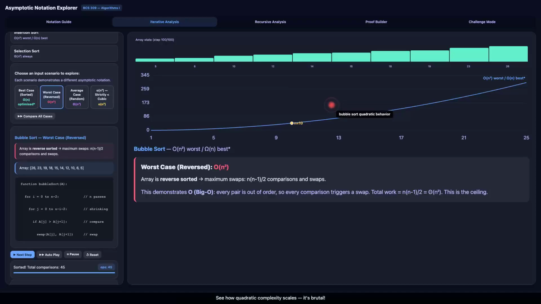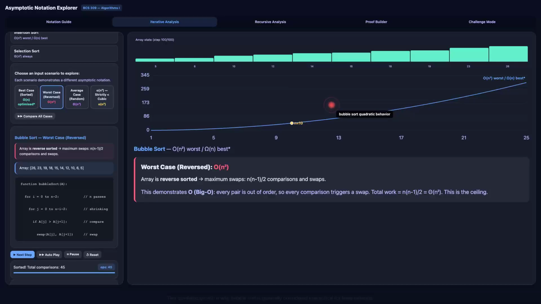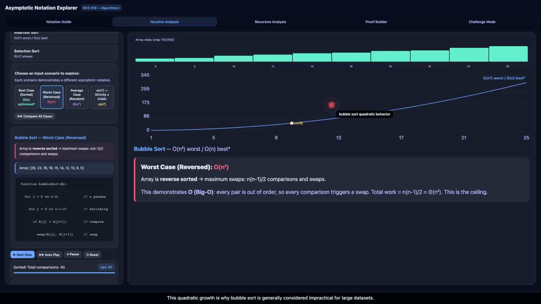See how quadratic complexity scales. It's brutal. When you double the input size, the running time quadruples. An array of 2,000 elements takes 4 times as long as 1,000 elements. This quadratic growth is why bubble sort is generally considered impractical for large datasets. The best case gives us hope. If the array is already sorted, and we add an optimization to detect this, bubble sort can run in O(n) time. But that worst case O(n squared) is what matters for algorithmic analysis.